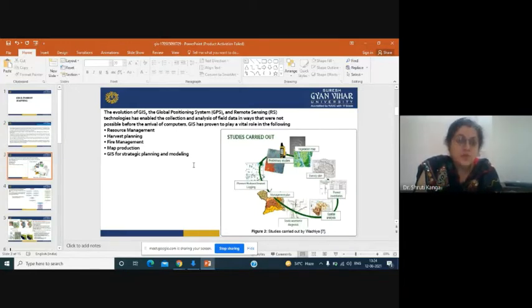Then the evolution of GIS and global positioning system and remote sensing technologies has enabled the collection and analysis of field data that was not possible before the arrival of computers. GIS has proven to play a vital role in the following. Okay, so the evolution of GIS, GPS, and the remote sensing technologies has enabled the collection and the analysis of data.